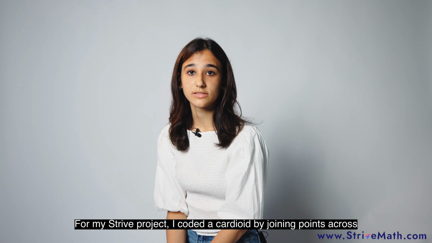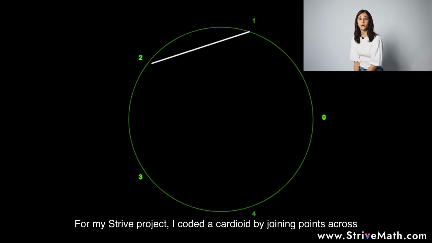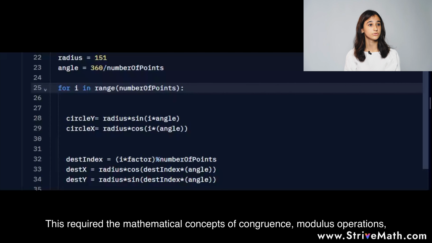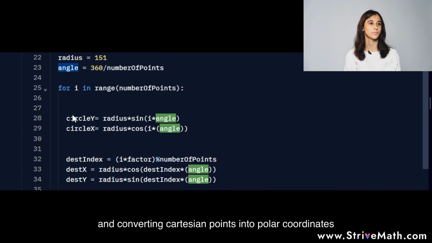For my Strive project, I coded a cardioid by joining points across the circle in a specific pattern. This required the mathematical concepts of congruence, modulus operations, and converting Cartesian points into polar coordinates.